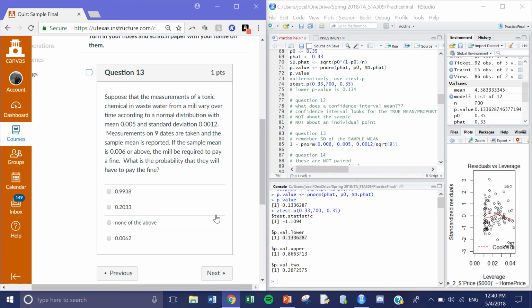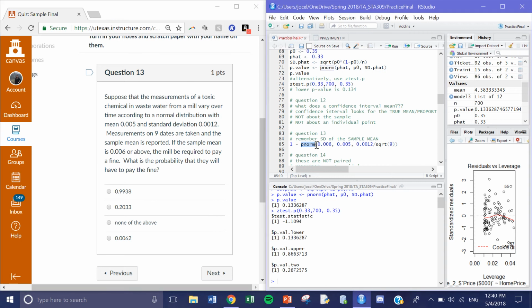So the key thing to remember in this question is we're talking about this sample. If the sample mean is 0.006 or above. So we have to remember that when we put this in pnorm, we can't just put the standard deviation of the population. We have to put the standard deviation of the sample mean. So we use our pnorm. We put the value we care about, this 0.006. And we put the standard deviation divided by the square root of n.